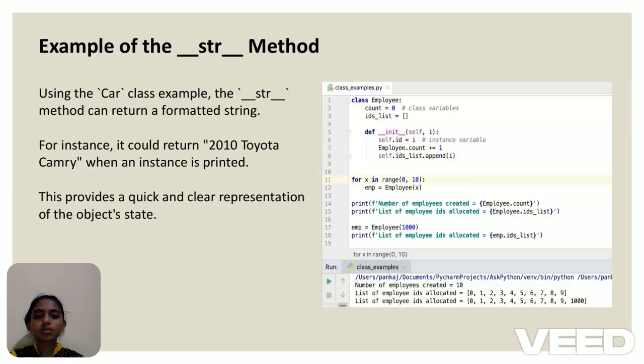Example of the str method. Using the Car class example, the str method can return a formatted string. For instance, it could return 2020 Toyota Camry when an instance is printed. This provides a quick and clear representation of the object state.